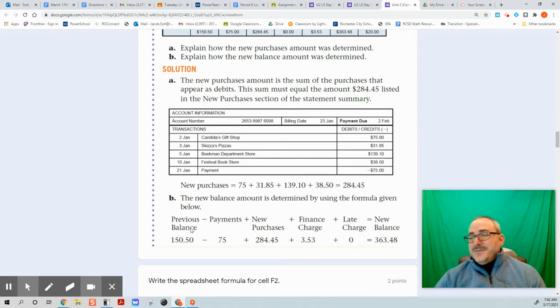All right. So you take the previous balance, and as long as you think of payments as a negative, you can just kind of add all these things together. And it doesn't matter what order you do these things in. All right, so 150 and 50 cents minus payments plus new purchases plus the finance charge plus the late charge equals $363.48. So you'd say, I found the new balance by taking the previous balance, subtracting the payments, adding new purchases, adding the finance charge, adding the late charge. That's the new balance.